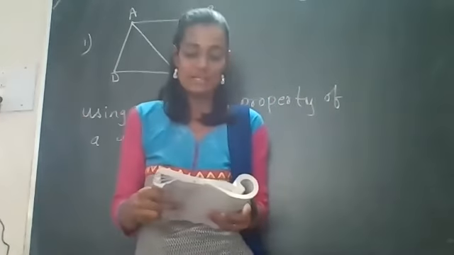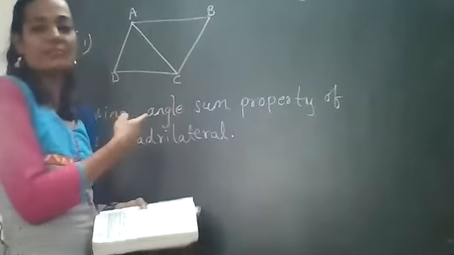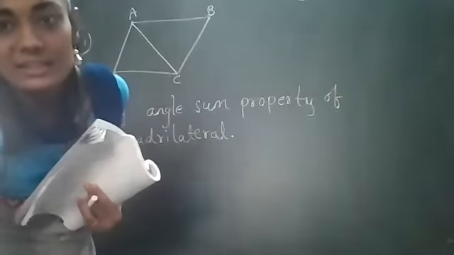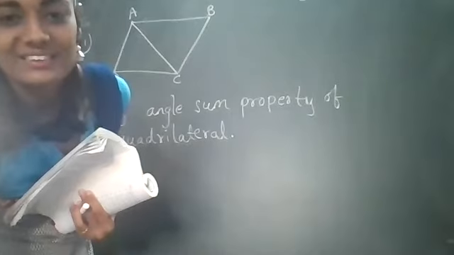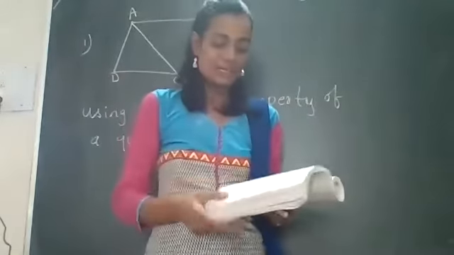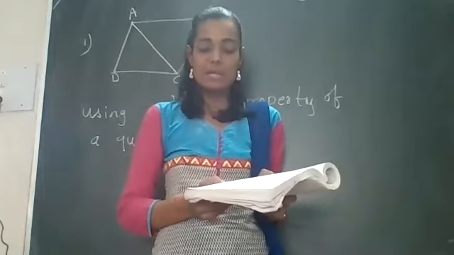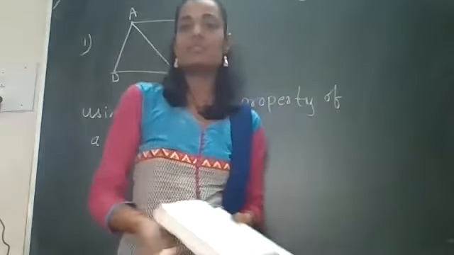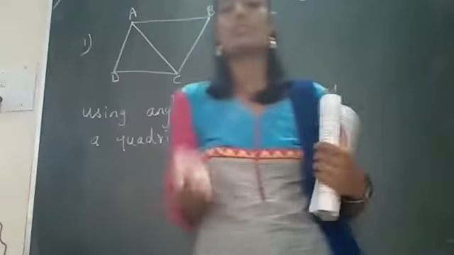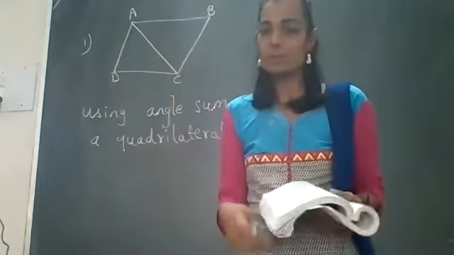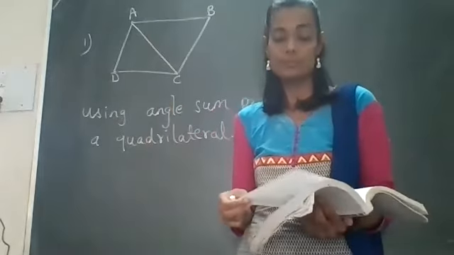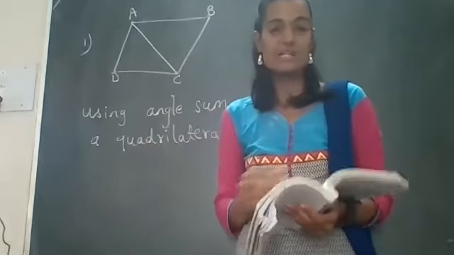Okay, no problem at all. That is all about theorem 8.1, that a diagonal of a parallelogram will divide it into 2 equal triangles. Now let's go ahead with the next theorem, that is theorem 8.2. In a parallelogram, opposite sides are equal. As we know from the properties of quadrilaterals, in a parallelogram the 2 opposite sides are equal. So opposite sides in a parallelogram are equal. That is theorem 8.2.